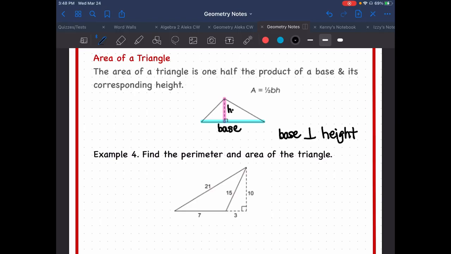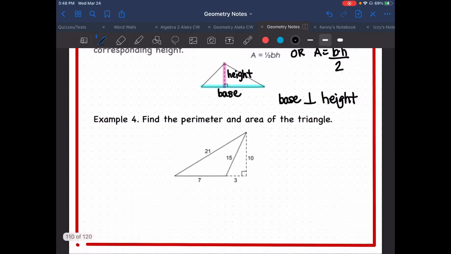Okay, there we go. And I prefer the 1/2, but you might have seen the formula as base times height divided by 2. You could also think of it that way as well. All right, so the first thing I'm going to do here, I'm going to find my perimeter.